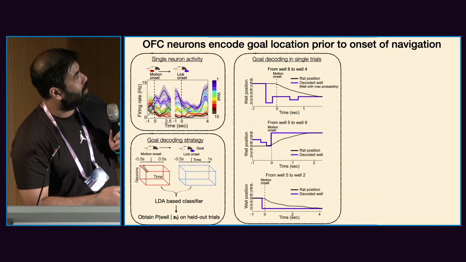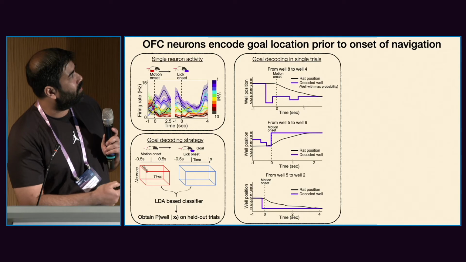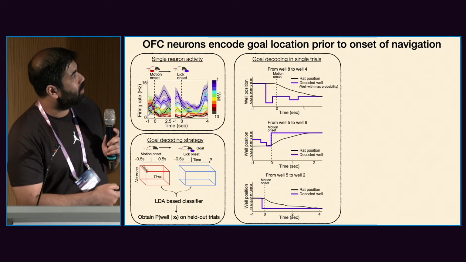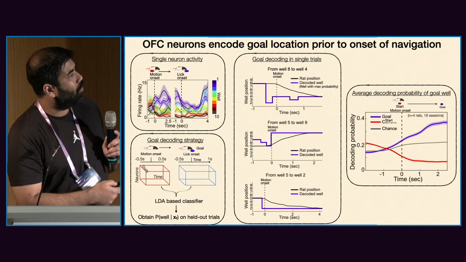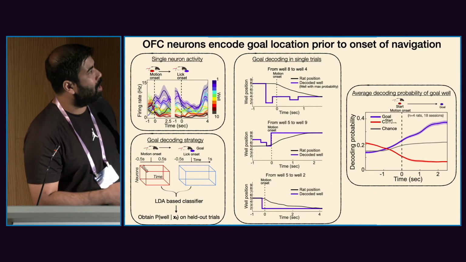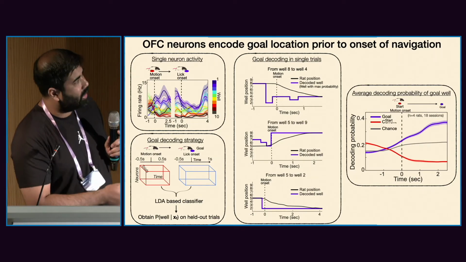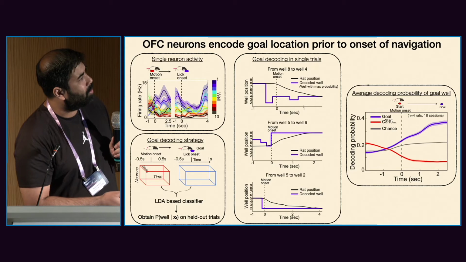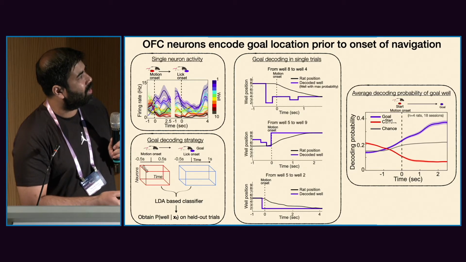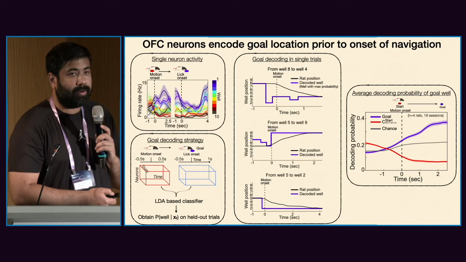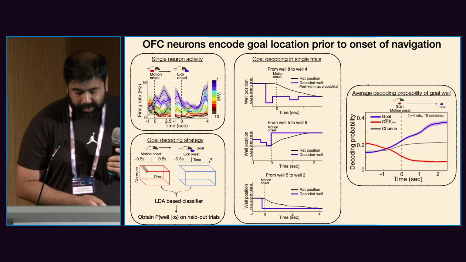And I'm showing you some more examples, from well 5 to 9, and well 5 to 2. You can see the same kind of phenomenon. And overall, when we group together multiple trial sessions in rats, we can see that the probability of decoding the goal well is significantly above chance, almost a second before the onset of the motion.